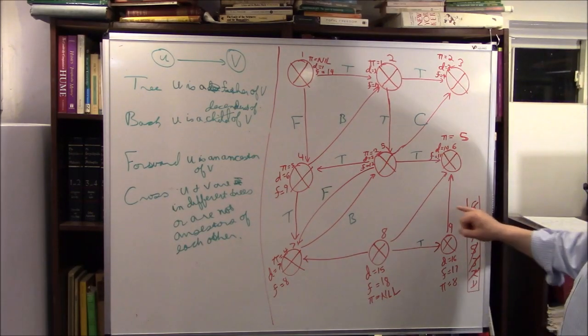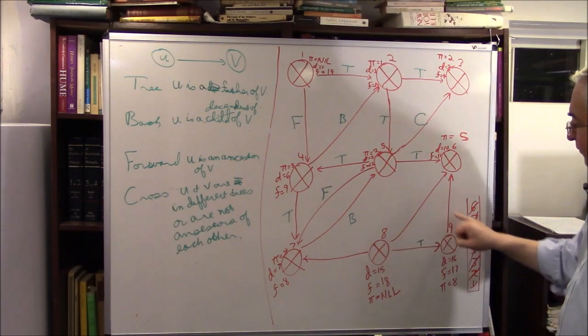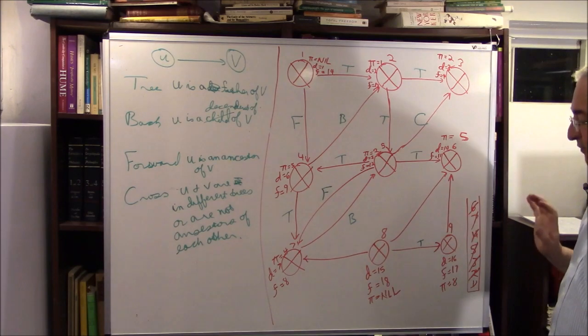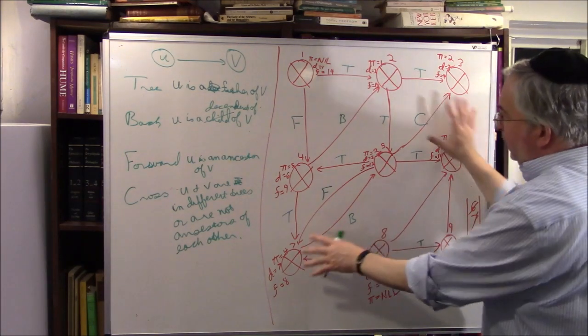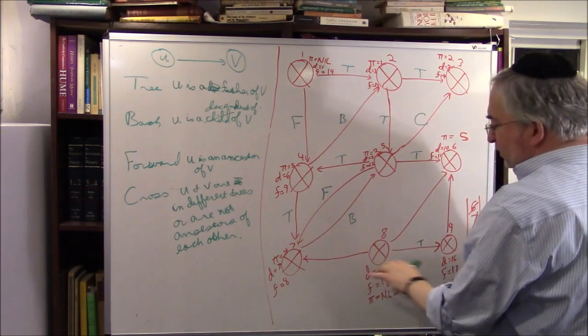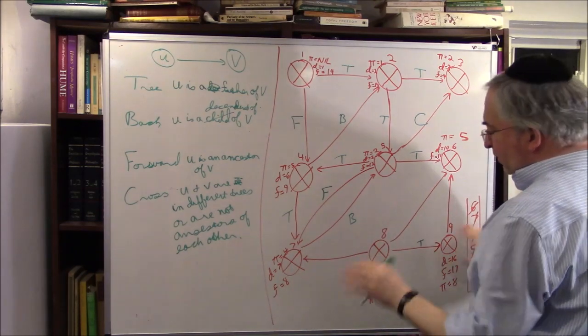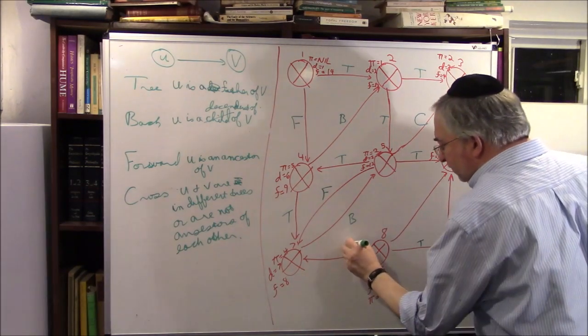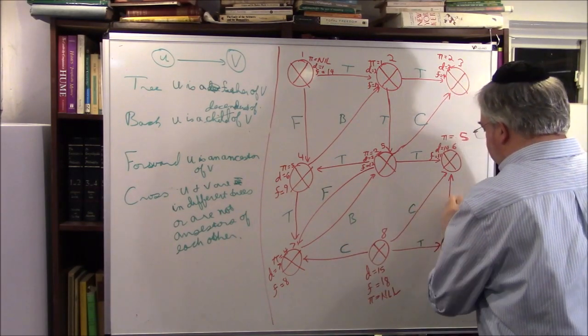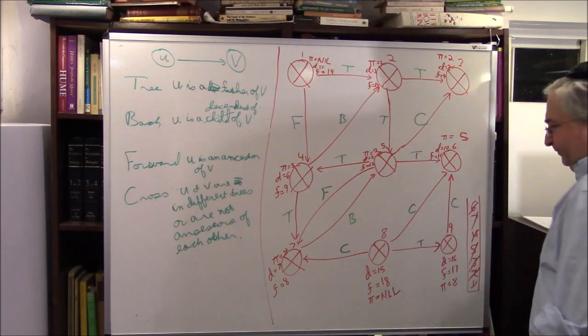Okay? Let's do these. All three of these are different trees. Here's one tree, here's the other tree. They're not ancestors of each other, they're different trees. So this is a cross edge, and a cross edge.